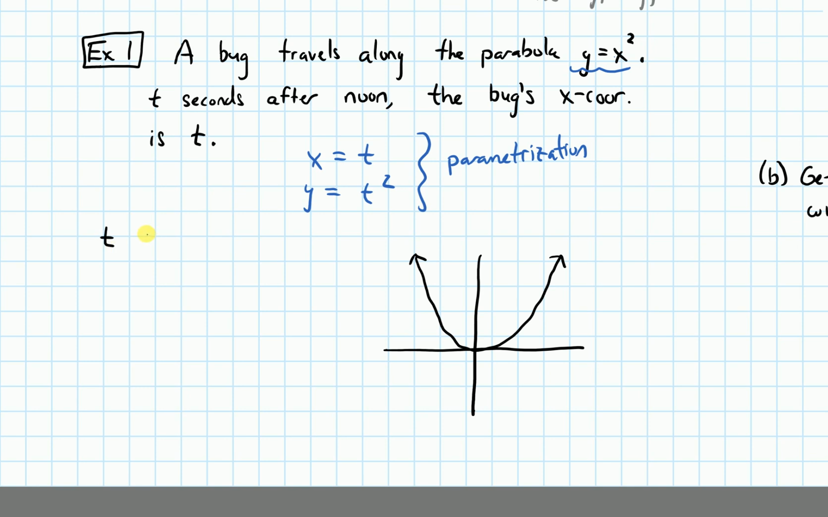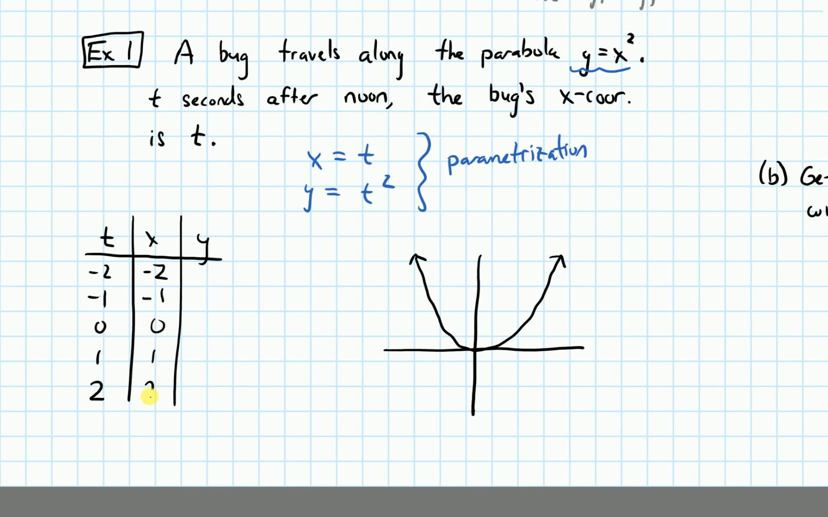So I'll make a table of values for t, x, and y. And I'm going to plug in some times: -2, -1, 0, 1, and 2. So when t equals -2, that's saying it's 2 seconds before noon. When t equals -2, let's plug that in for x. That gives us x equals -2. And because x is always t, whatever the t value is, the x is going to be the same. So here x is -1, at 0 it's 0, and it's 1 here and 2 there.